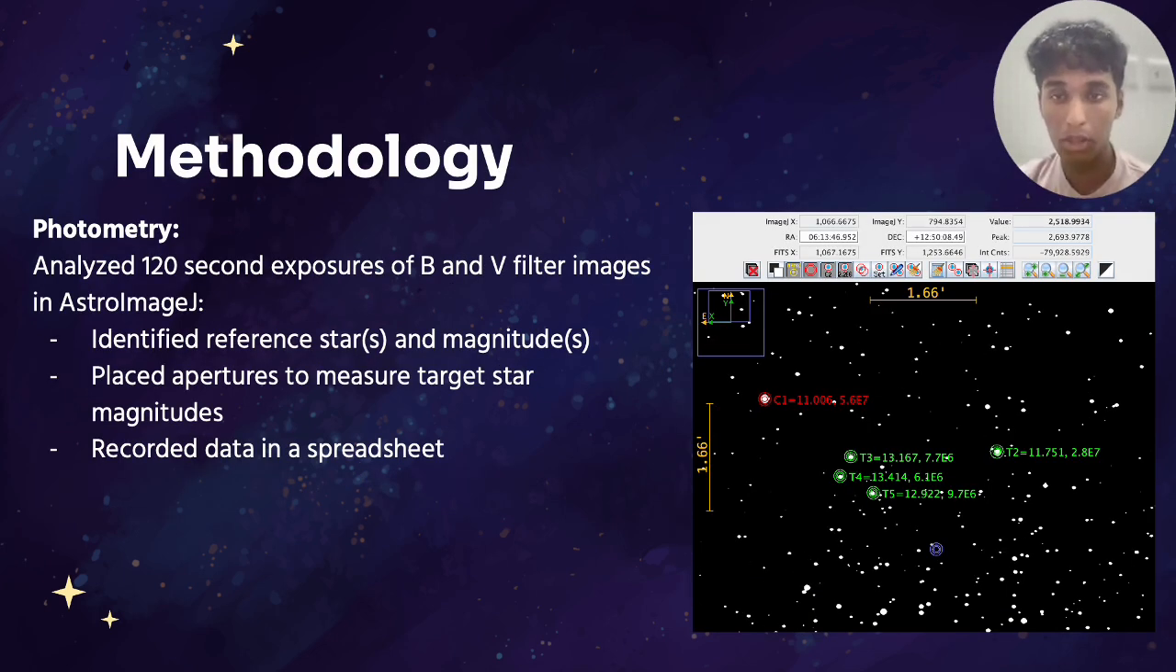Next, we used a software tool called AstroImageJ. Again, we looked at the B and V filter images, specifically the 120-second exposures, to perform our photometry. First, we uploaded the images into the software, and then we identified the reference stars and their magnitudes based on previous data we've been given, and this can be seen in red. Then we selected our target stars, which can be seen in green, and this gave us their brightness, or magnitude, based on the number of photons that the software could detect. Then, all of this information was carefully recorded and organized in a spreadsheet for later analysis.